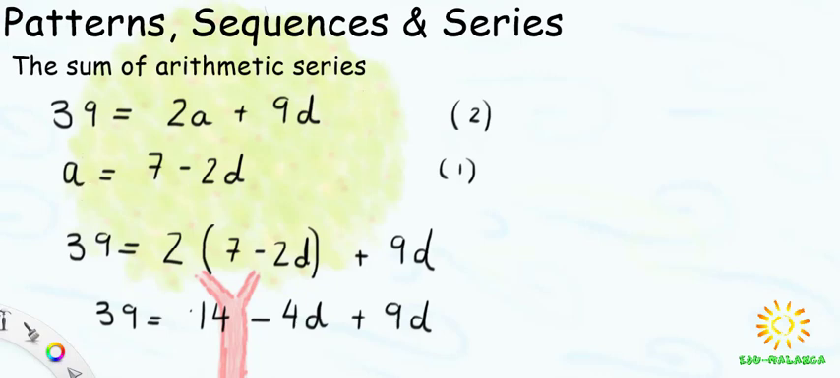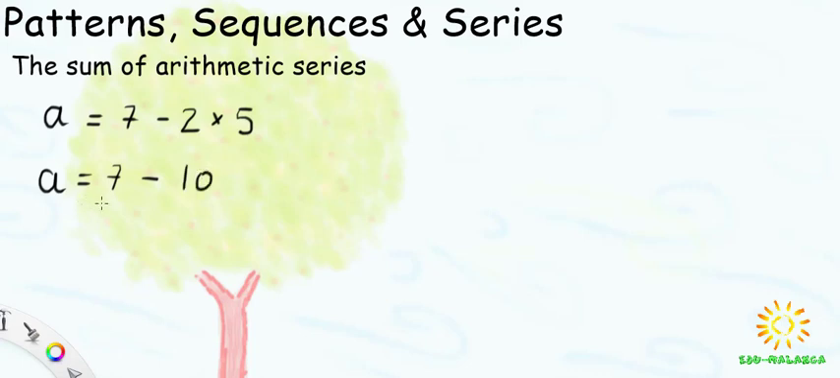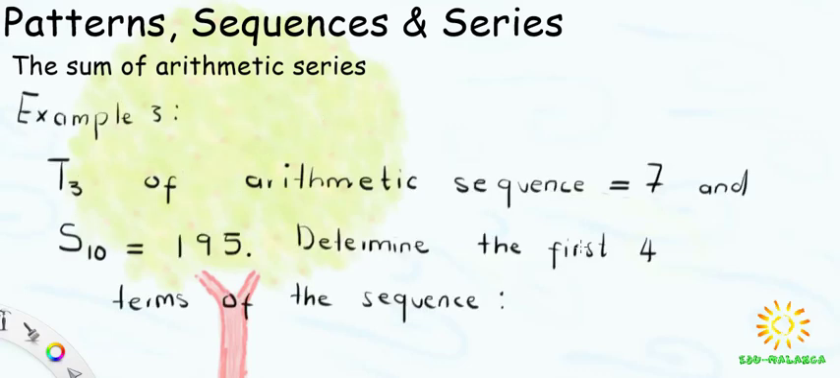So the equation will then be a is equal to 7 minus 2, and our d we solved for as 5, so 2 times 5. A is then equal to 7 minus 10. 7 minus 10 is equal to negative 3, so a is equal to negative 3. We've now solved for a and d of the arithmetic sequence we were asked about in the question.